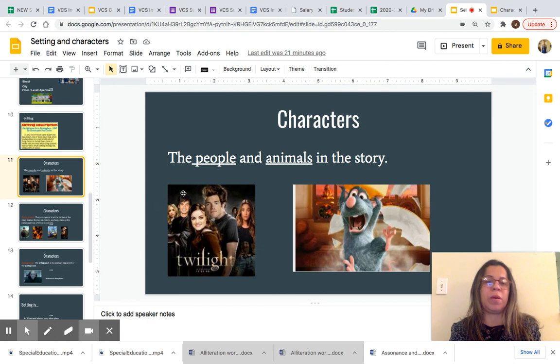Now, let's talk about characters. Characters are the people and animals in the story. As you can see here, the people in the story Twilight are the characters of the story.